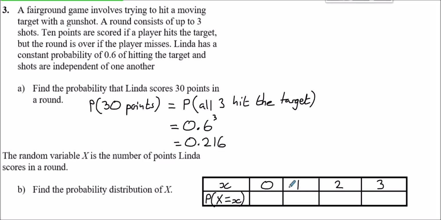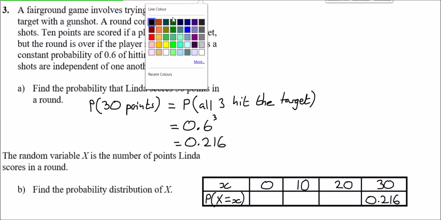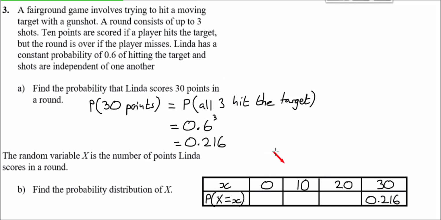So we've worked out from part A that she has 3 hits. Oh, apologies, it's the number of points Linda scores in a round. So not a number of hits, but a number of points. So if it's 10 points for each hit, we can just multiply these by 10. So the chance she got 30 points, we've done that one already. That was 0.216. So think about how she could get 0 points. Well, she gets 0 points if she missed straight away. So that one here is if she missed.